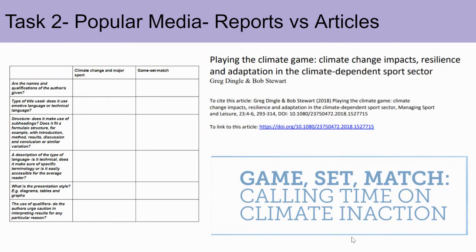And task 2 here is looking at popular media and looking at reports versus articles. And in this activity, we're looking at playing the climate game. So "Climate change impacts, resilience and adaptation in the climate-dependent sports sector" is in fact the peer-reviewed article. And then we're looking at "Game, set, match: calling time and climate in action," which is more of a public article for people to read rather than the peer-reviewed journal article.